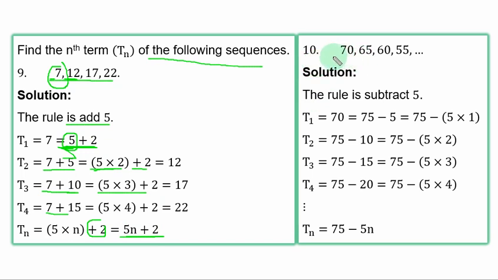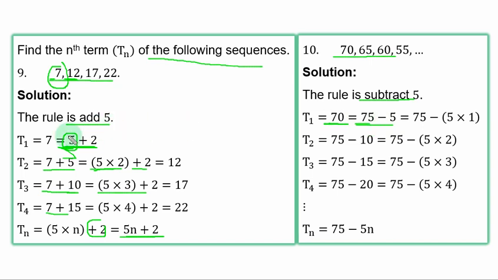Example 10, you have the sequence 70, 65, 60, and 55. Of course, there are other terms. If you observe very well, the rule is subtract 5. The first term is 70. So which term are you going to subtract 5 from in order to have 70? That must be 75 minus 5. So here we are dealing with 75, which needs to be there all through.